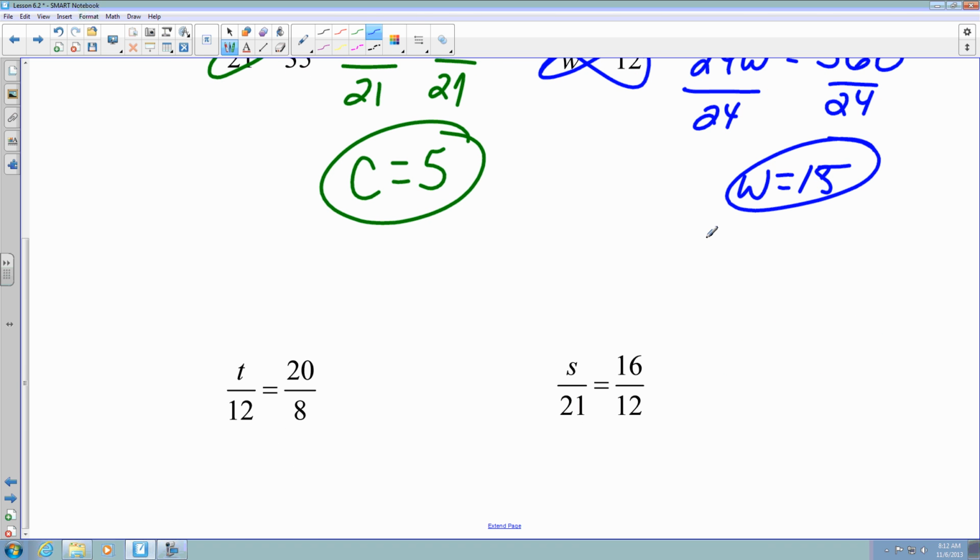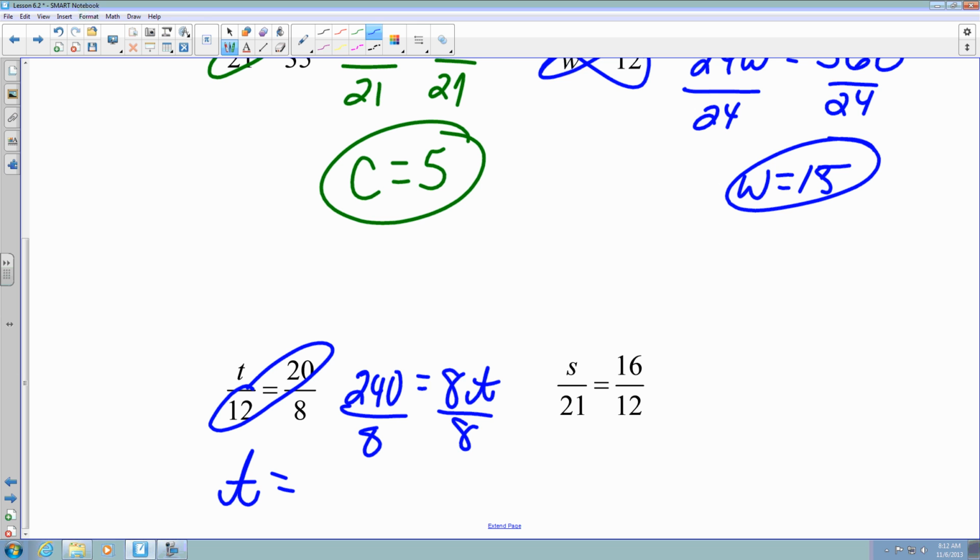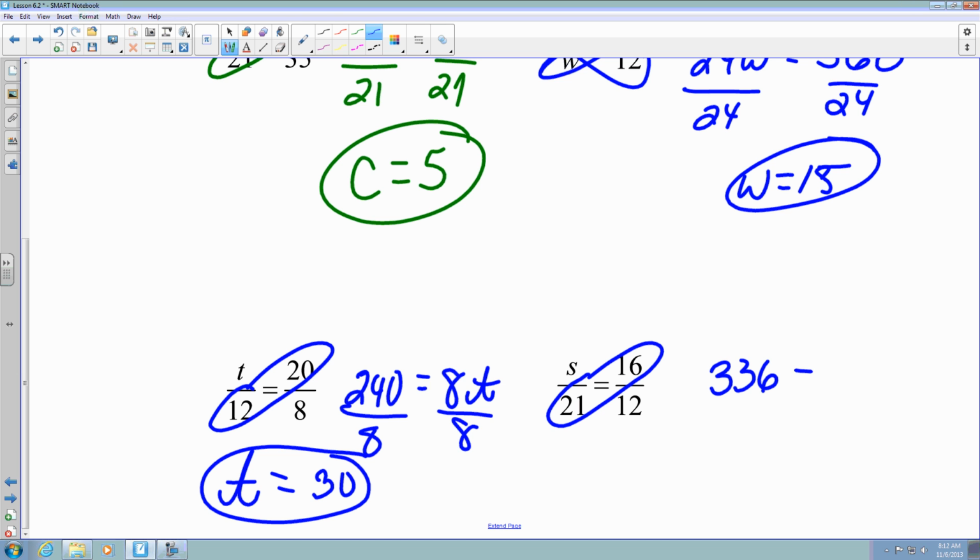Last two. So here I'm going to go 20 times 12, which is 240, equals 8t. I'm going to divide both sides by 8 for this, so I can get t by itself, and t happens to equal 30. And then the last one, I have 16 times 21, which gives me 336. And then it's going to equal 12 times s, so I get 12s. Dividing both sides by 12 here, I get s equaling 28.